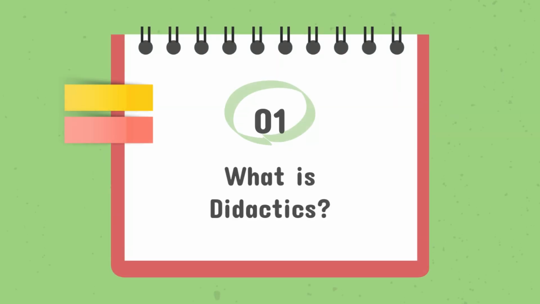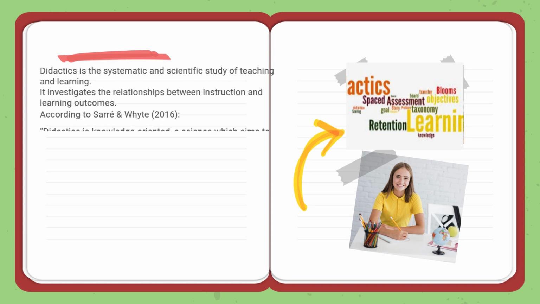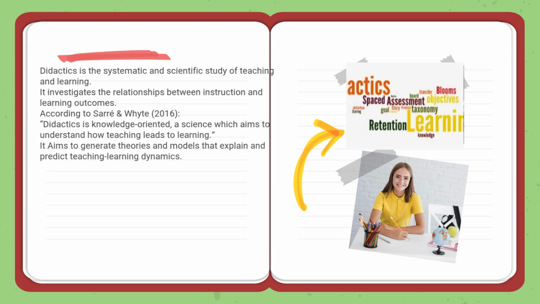Let's start with the first element, which is a definition of didactics. Didactics is the systematic and scientific study of teaching and learning. It investigates relationships between instruction and learning outcomes. According to Saray and White, 2016, didactics is knowledge-oriented, a science which aims to understand how language leads to learning. It aims to generate theories and models that explain and predict teaching-learning dynamics.